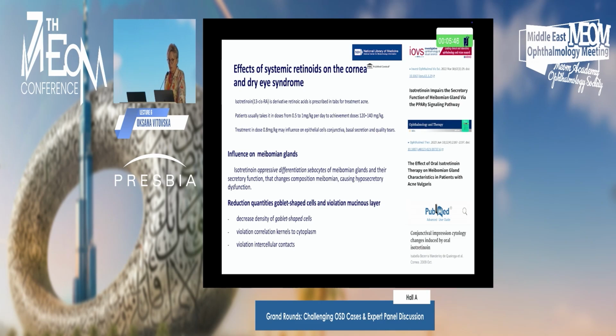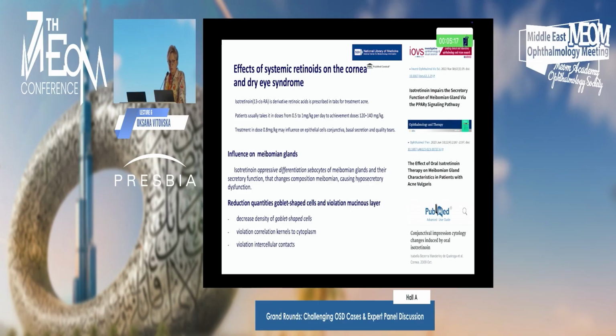A little bit about this type of treatment, which is mostly used for acne. Usually the patient starts with a dose of 0.5 to 1 milligram per kilogram per day, and it increases over time. Even in patients with low doses of retinoids, it could influence the epithelial cells of the conjunctiva, basal secretion, and quality of tears.